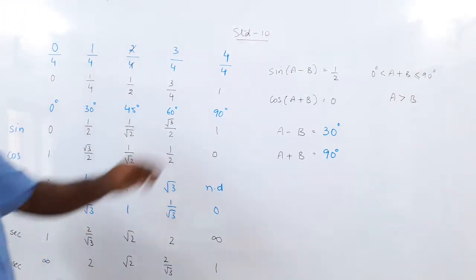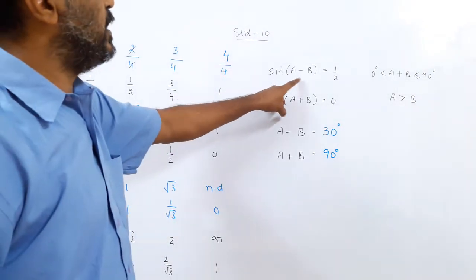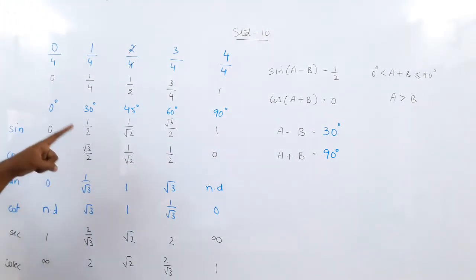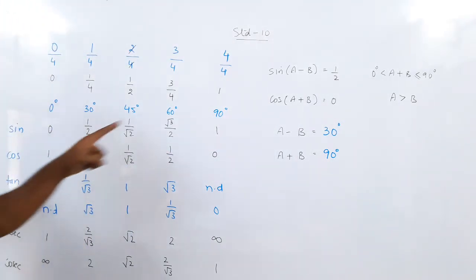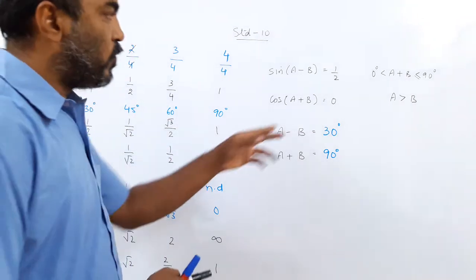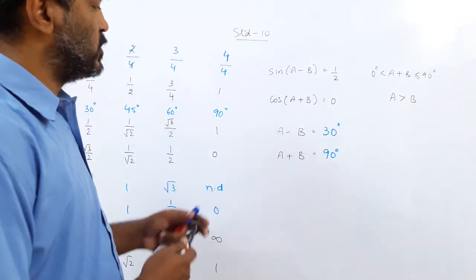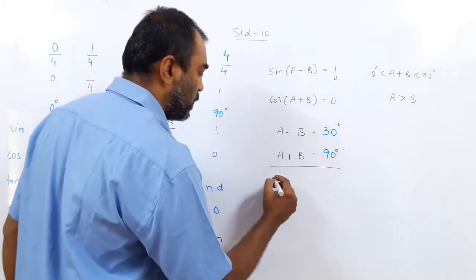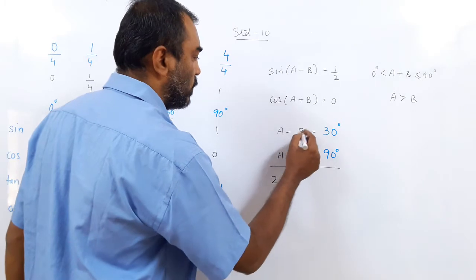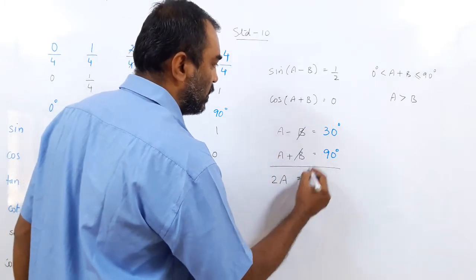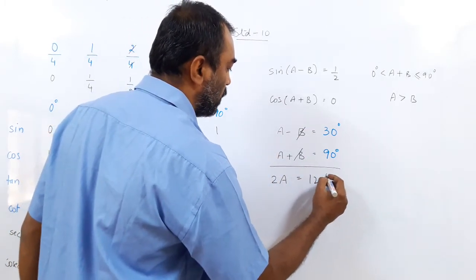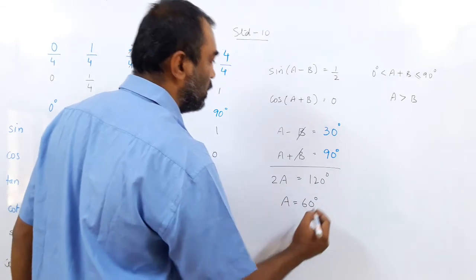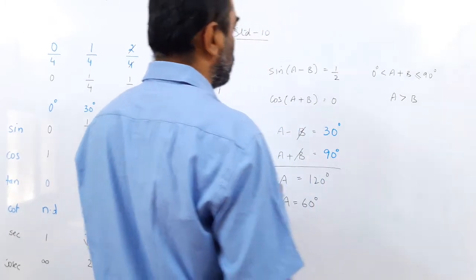So these two conditions were given to us. Sine of A minus B is half, but we have sine 30 is half. Cos of A plus B is 0, so A plus B is 90. Now we have to find A and B. So what we'll do? The elimination. What is elimination? Add this up. A plus A, 2A. Plus B minus B gets cut. And 30 plus 90, 120 degree. So 2A is 120. So A is equal to 60 degree. So we got A is equal to 60.